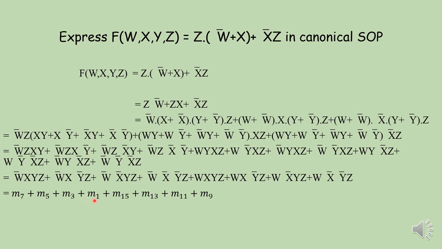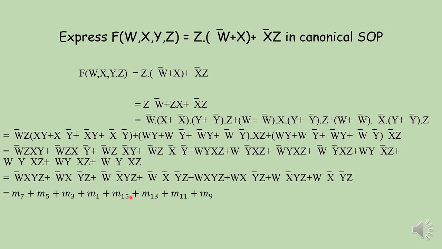So here we write M1 plus 1, 1, 1, 1, which means 15. So here we write M15 plus 1, 1, 0, 1, that is equal to 13. So here we write M13. 1, 0, 1, 1, that is equal to 11. So here we write M11 plus 1, 0, 0, 1, that is equal to 9. So here we write M9.